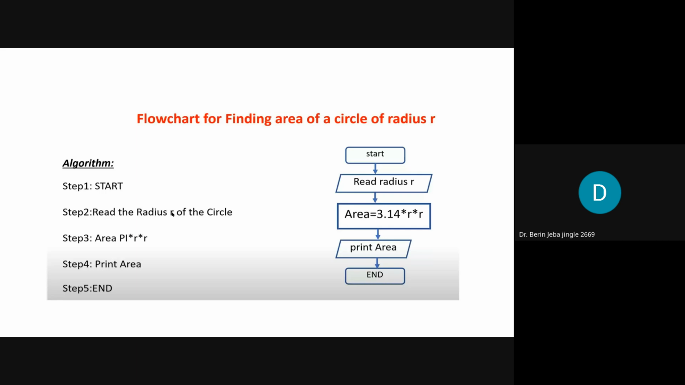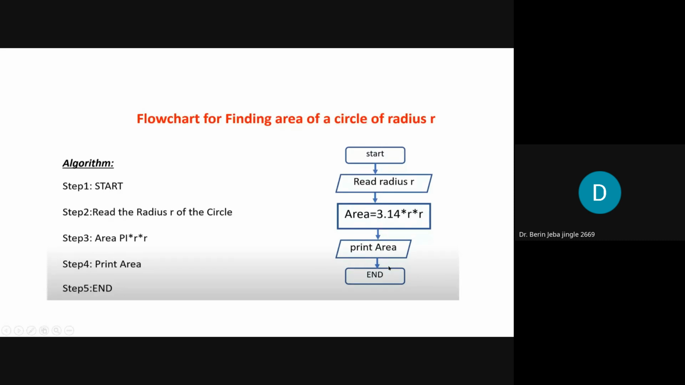Area of the circle is equal to pi r square. How is it written? Pi star r star r. Now print area, so the area is printed here. This we can see in the diagrammatic representation. Start uses this oval symbol. Then the input and output are inside the parallelogram symbol, and the process area is equal to pi, 3.14, which is the value for pi, star r star r. Then we print the area, then end.